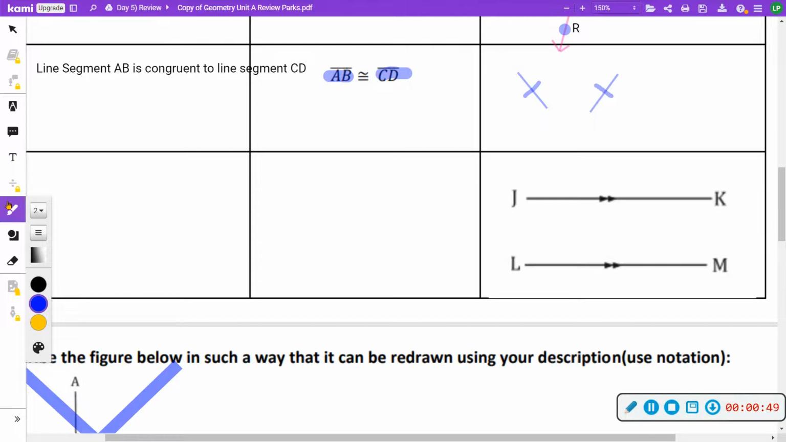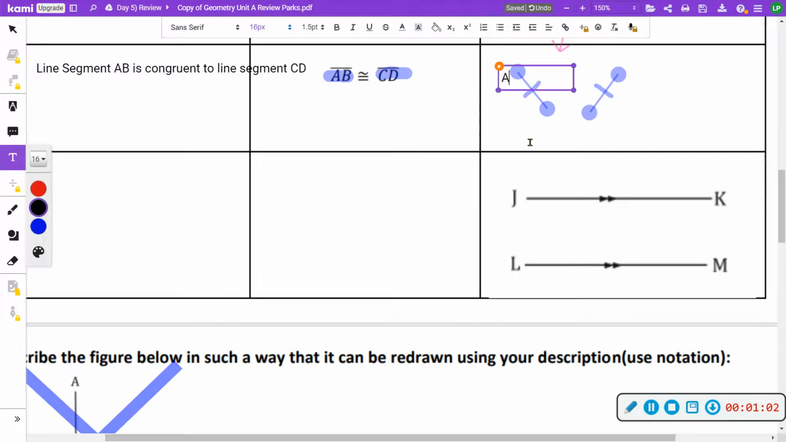And then I would label it, put some endpoints on there. I'll let that be A, and that be B, and I'll let that be C. I'll let that be D. So I call that A, B, C, D. I know my alphabet. Oh, that's a D. I don't know my alphabet.